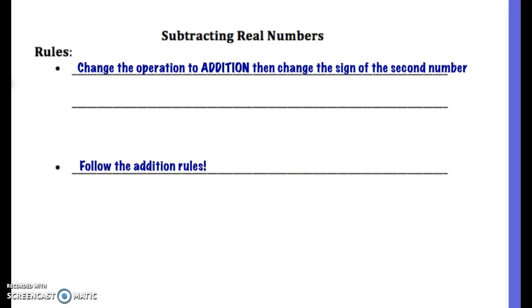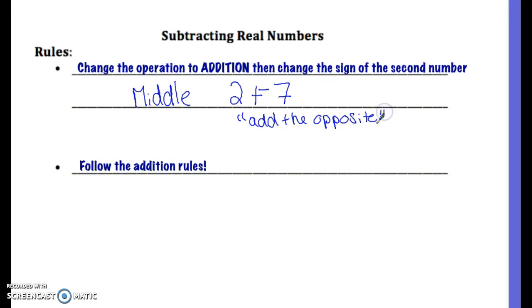Now we're going to subtract. When we subtract, it's really not anything new. You first change the operation to addition and change the sign of your second number. What I mean by that, it's always in the middle. So if I had 2 minus 7, you're looking at this middle and you change it to add the opposite. I always say add the opposite. That's why we learned the word opposite. Opposite, it went from positive 7 to negative 7.